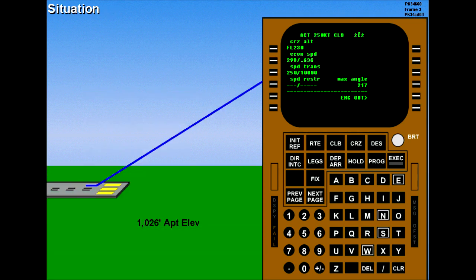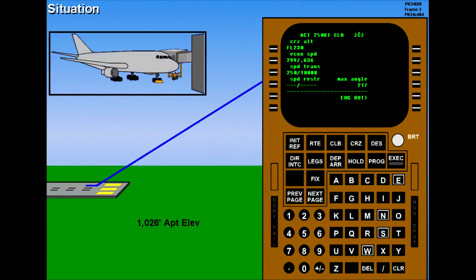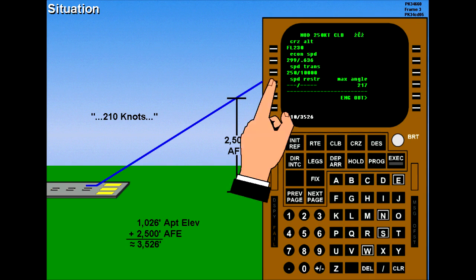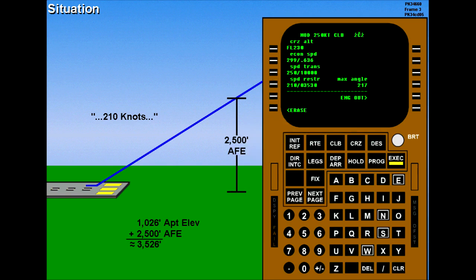In this situation, you are at the gate and need to set the initial flying profile of 210 knots until reaching 2,500 feet above field elevation. To add these parameters to the climb page, enter the speed and altitude into the scratch pad, then select the speed restriction line. Note altitudes are automatically rounded to the nearest 10 feet.